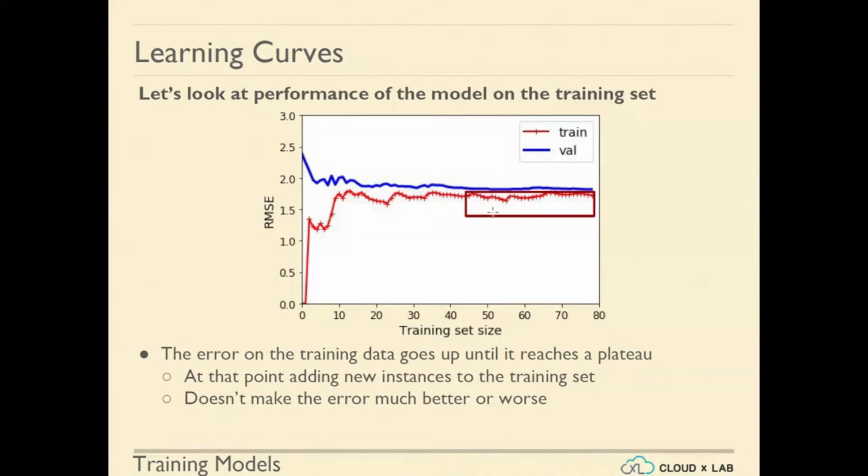So now after this point, even if you add some more data points, it will not change, right? So at that point, if adding new instances to the training set doesn't make the error much better or much worse, then we can stop at that point, right? So for example, here you can see even after adding 70 data points, even if you add some more data points, you will get a similar kind of trend, right?